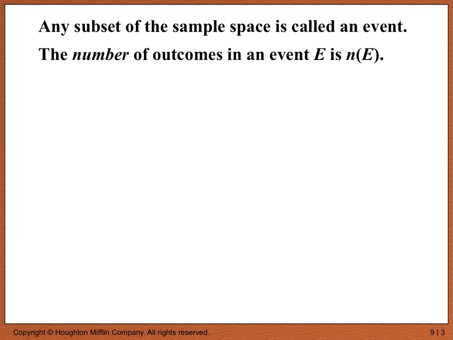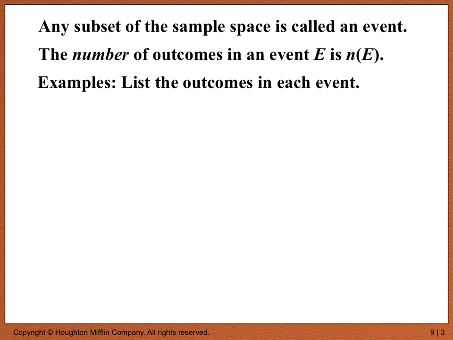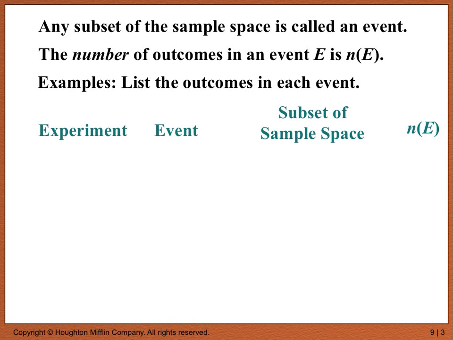Okay, any subset of the sample space is called an event. So the number of outcomes in an event, E, is N(E). Now let's look at what we mean by that. Here are some examples to clarify what we mean by event. So let's look at some experiments, events, the corresponding subset of the sample space, and N(E). So let's go back to flip a coin. Flip a coin is the experiment.